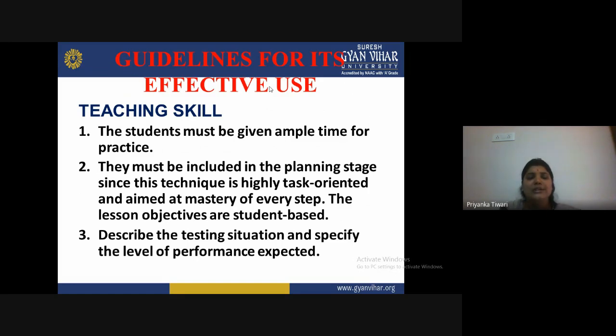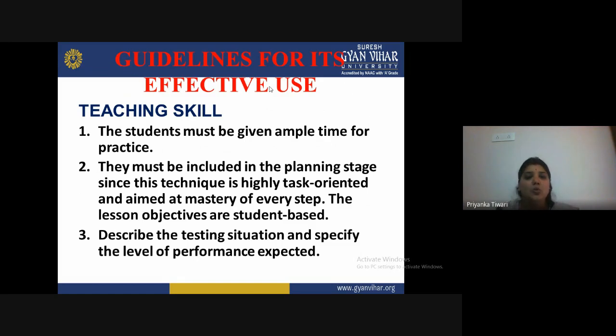So, teaching skills means the students must be given ample time for practice. This is very important. If we are giving them sufficient, ample time for practice, they can give their 100%. They can utilize their time and their knowledge, and use their time properly.